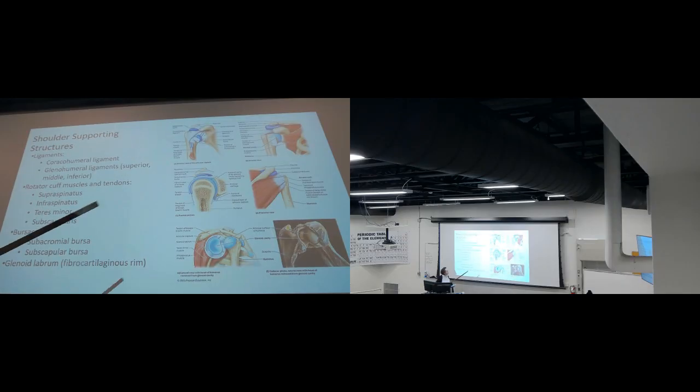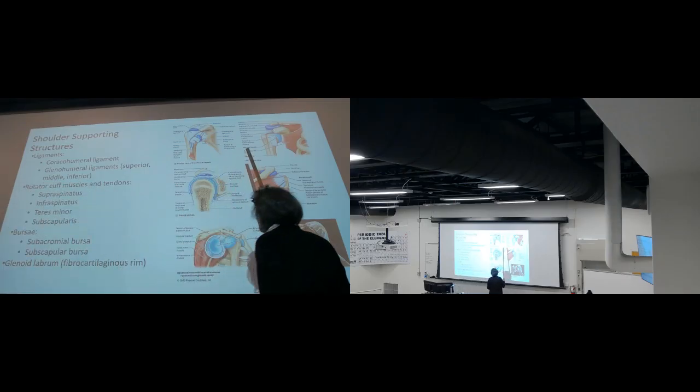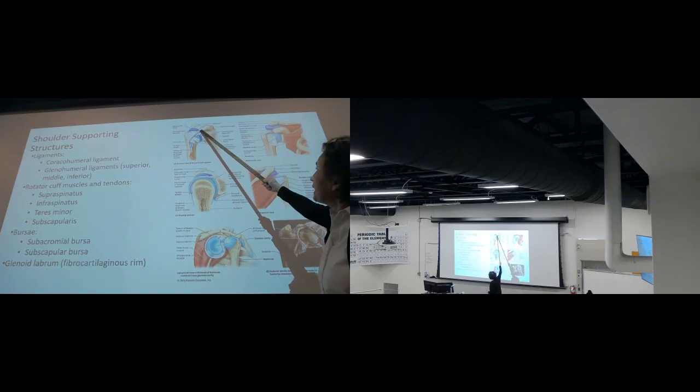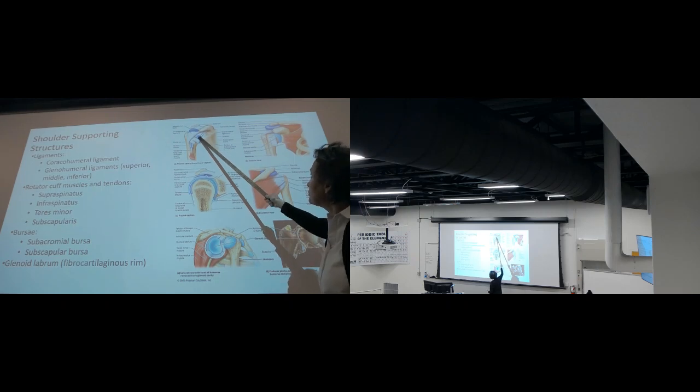And here it is. So this is a better view of all of these different components that help to stabilize this joint. So here we have again the subacromial bursae, and this will be the subscapular bursae.